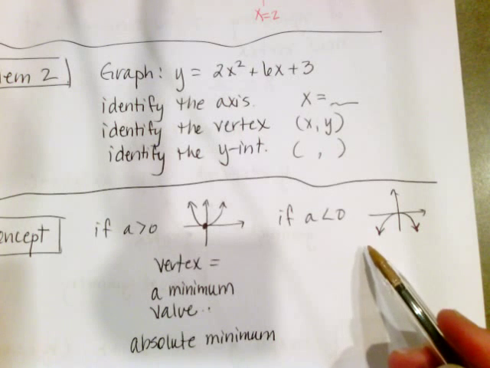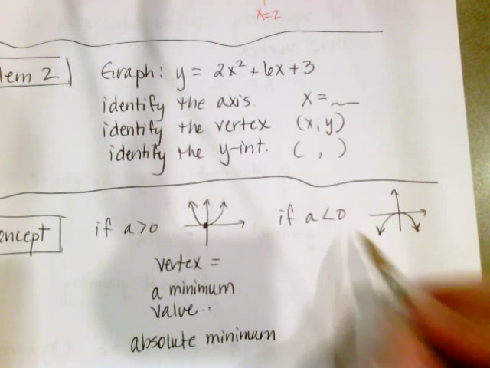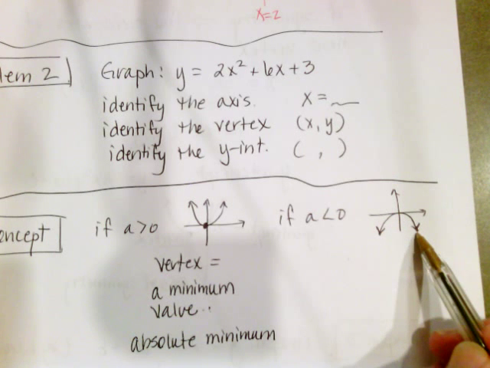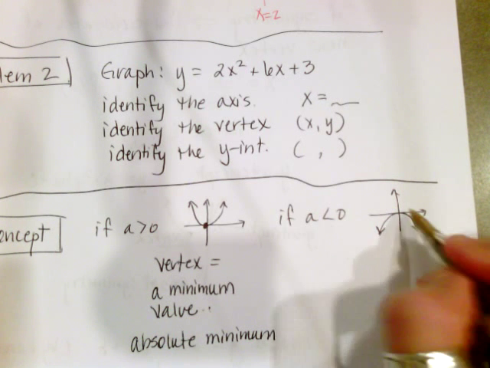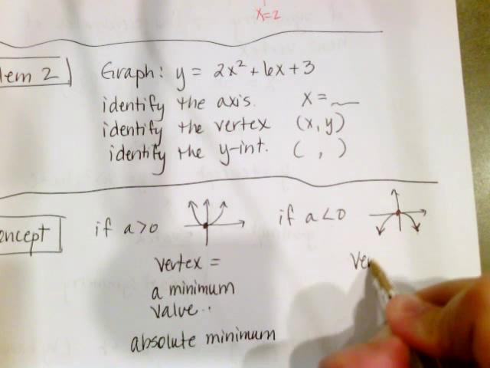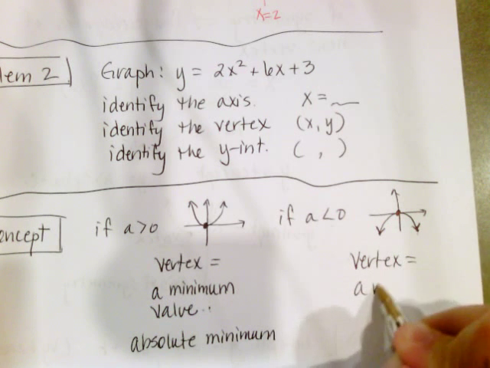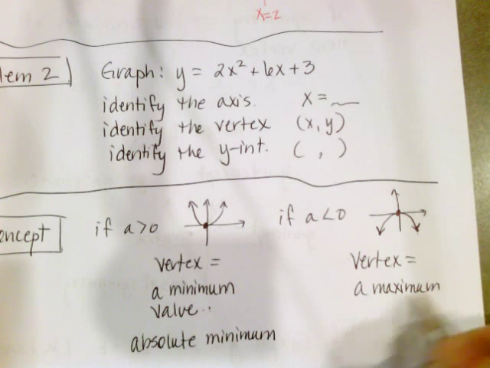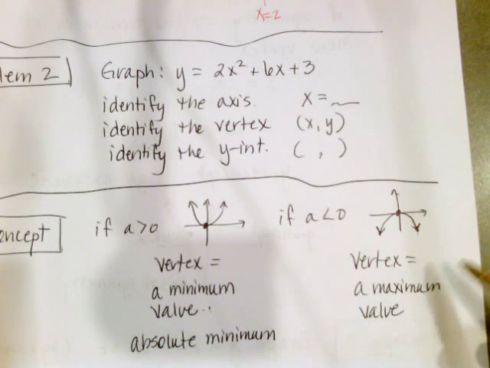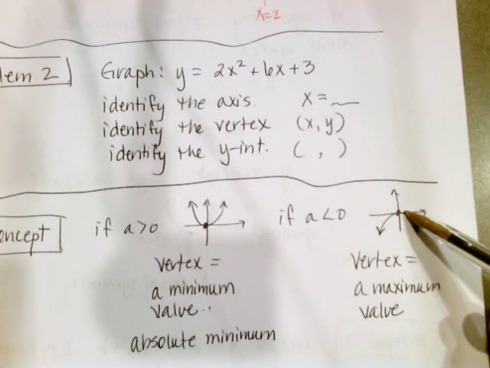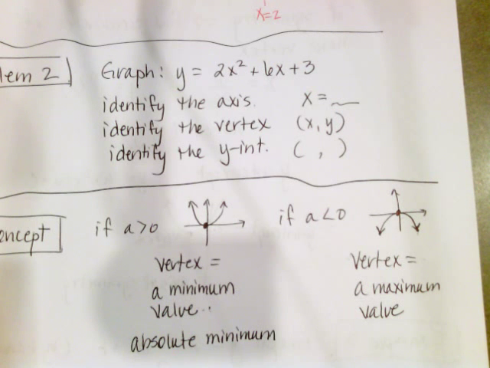So then over here on this graph, if A is negative, which means that the parabola is turned down, then the vertex becomes a maximum value, which means the graph is never going to have y values that are above this point. They're always going to be below that point. So it is a maximum value, and later we would call it an absolute maximum because there's no point on the graph that's higher than that point. Okay?